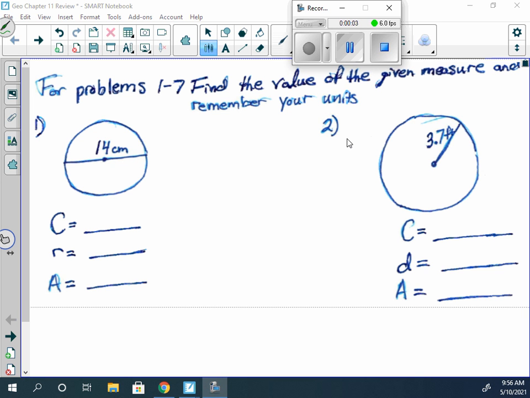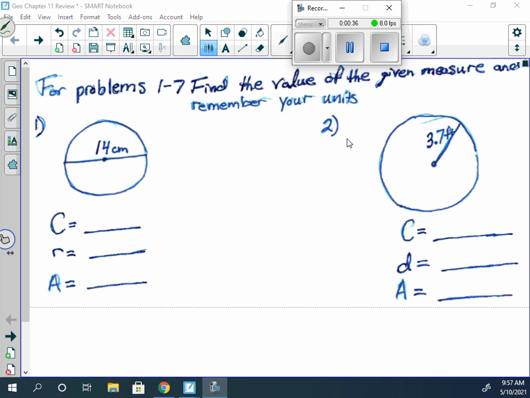All right, guys, so we're looking at the first few problems here, problems 1 through 7. Find the given measurements and remember your units. When we look at these, they're asking for the circumference, radius, and area, or circumference, diameter, and area of these circles. The circumference of a circle is 2 pi r or pi d. The area of a circle is pi r squared. And the diameter is twice the radius, or the radius is half the diameter.